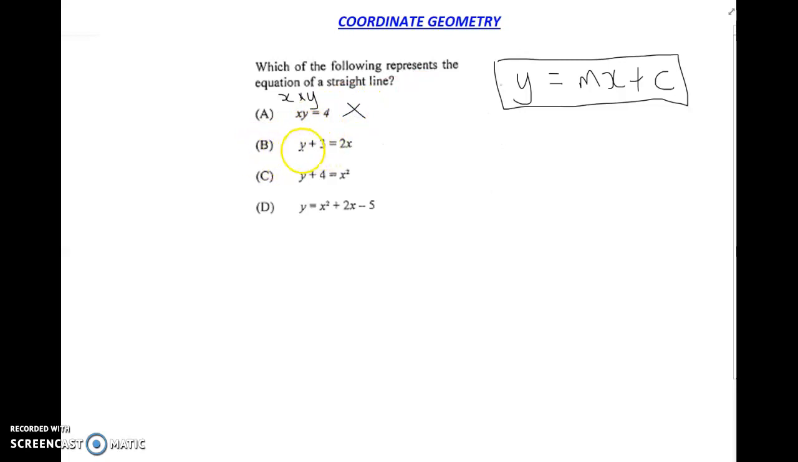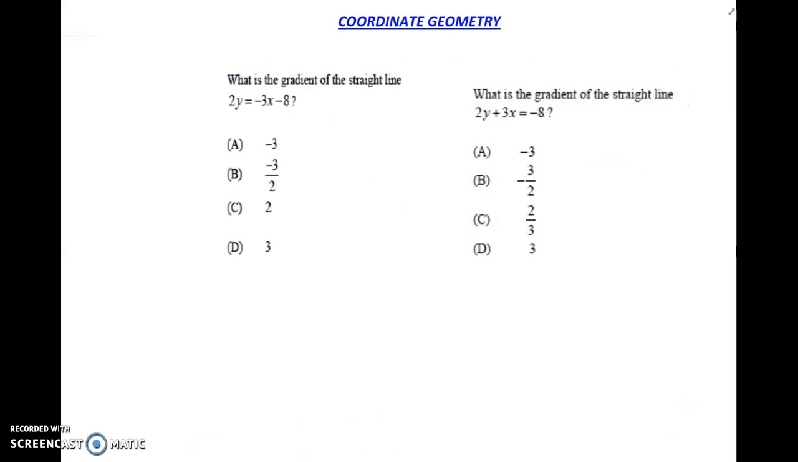Y plus 3 equals 2x. The power of my x is 1. So this is actually the equation of a straight line. We could have written this as well as y equals 2x, carry across the plus 3, we get minus 3, right? Another way you could write it. C is not an option because the power of the x is 2. Remember, we want the power to be 1. And then D, we also have a power of 2 for the x there, right? So just different ways you could write the equation for a straight line.